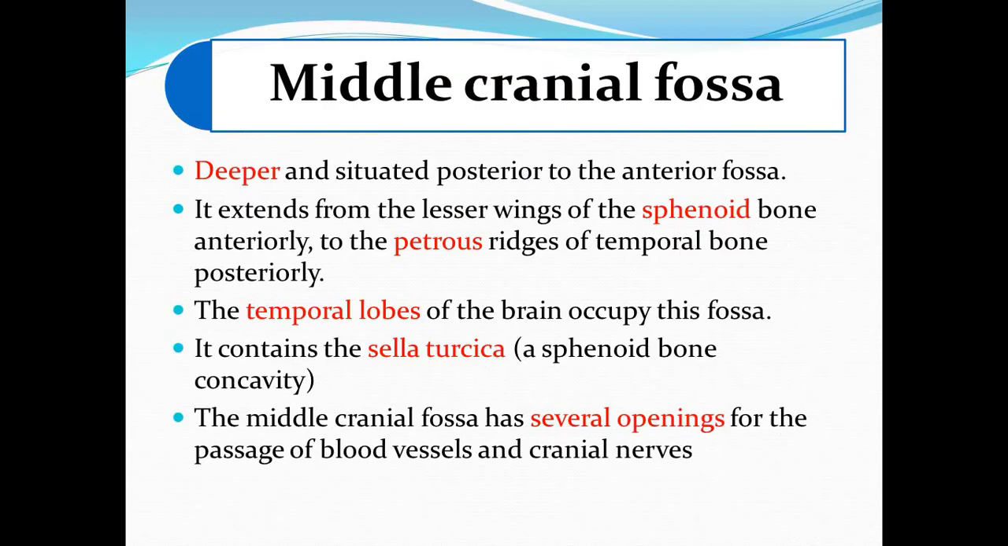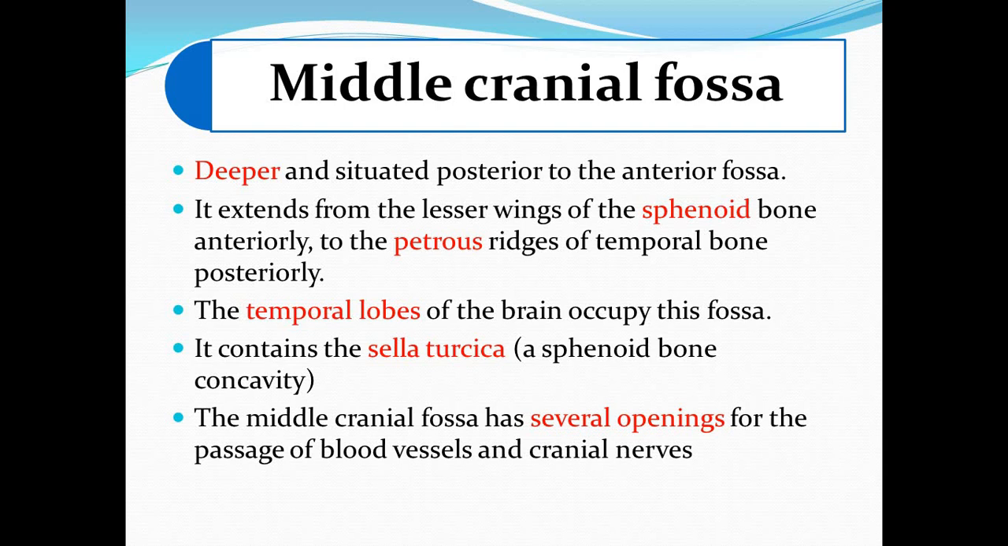The middle cranial fossa is deeper and situated posterior to the anterior cranial fossa. It extends from the lesser wings of sphenoid bone anteriorly to the petrous portion of the temporal bone posteriorly. It includes the temporal lobes of the brain, and it contains the sella turcica, which is a concavity within the sphenoid bone that houses the pituitary gland.